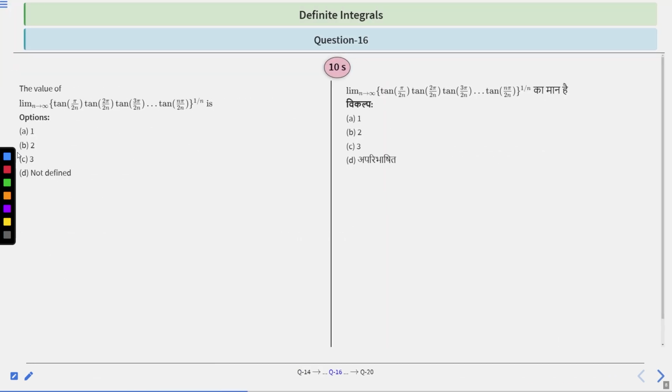Let's move to the next question, question number 16, which says: find the value of the limit as n tends to infinity of (tan(π/2n) · tan(2π/2n) · tan(3π/2n) ··· tan(nπ/2n)) to the power 1/n.